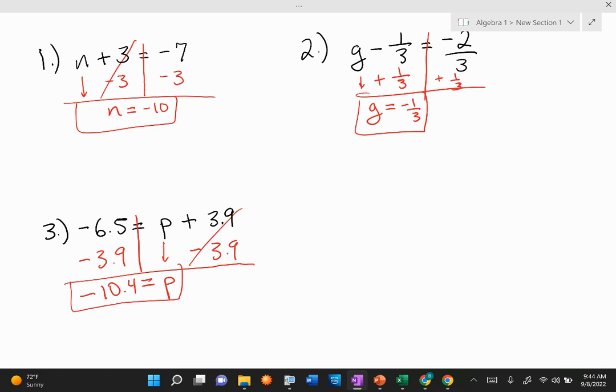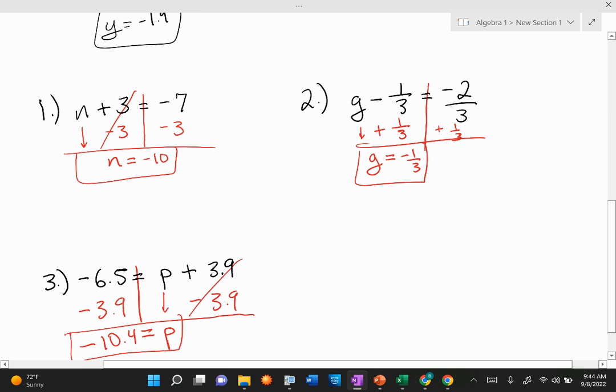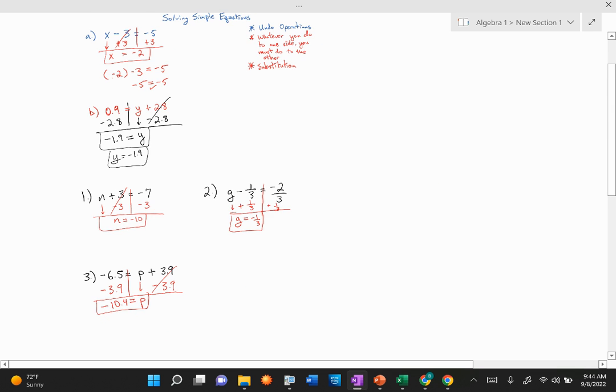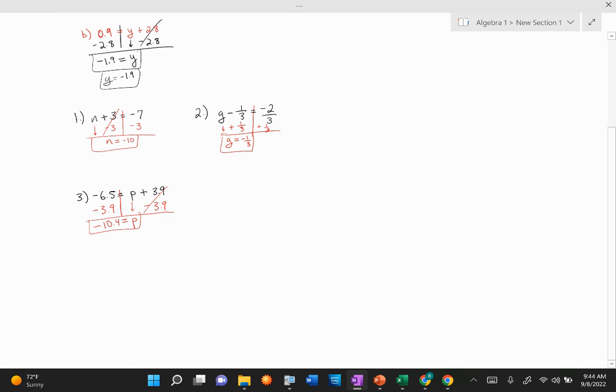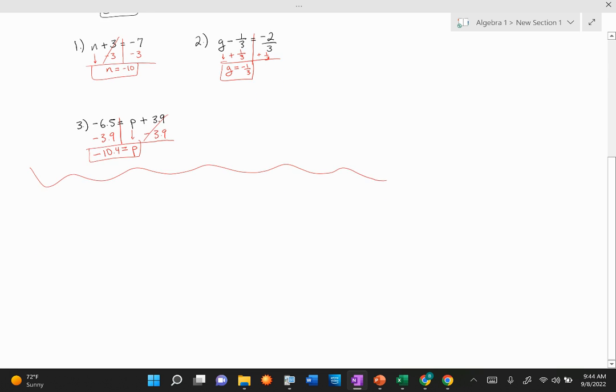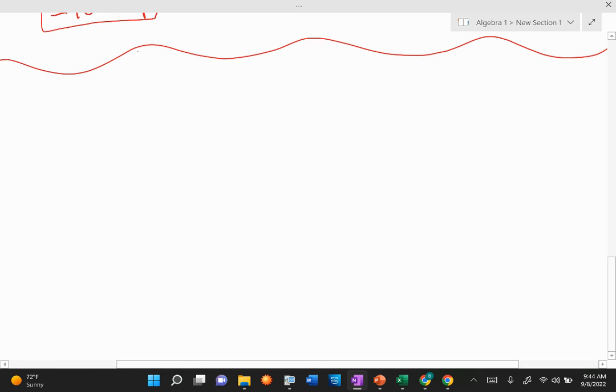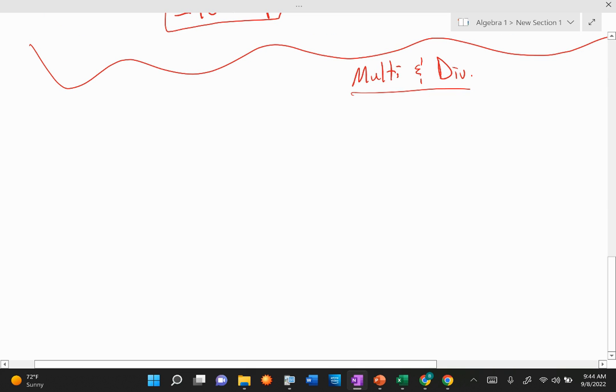So, here's where we're going next. Not anything necessarily more complicated, just different. So, what operations were we working with up here? Addition and subtraction. Okay? So, where are we about to transition to? Multiplication and division. So, we still do the same process. Nothing changes except for the operations now that we're working on.